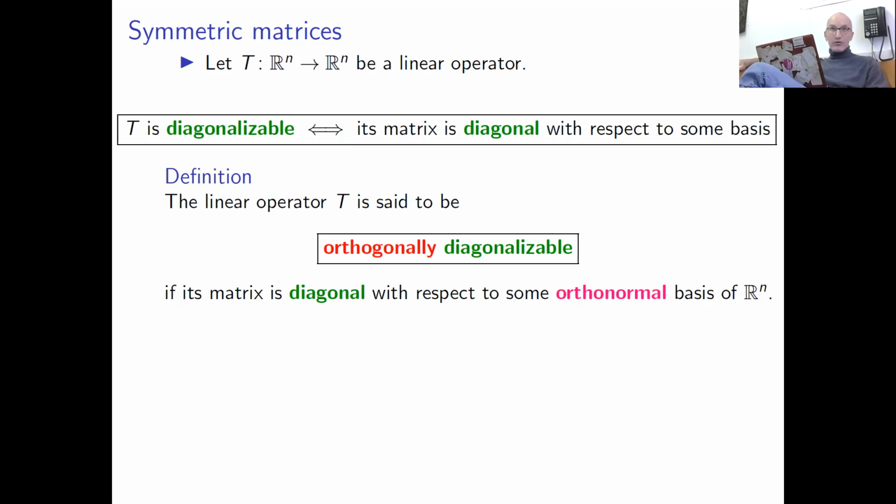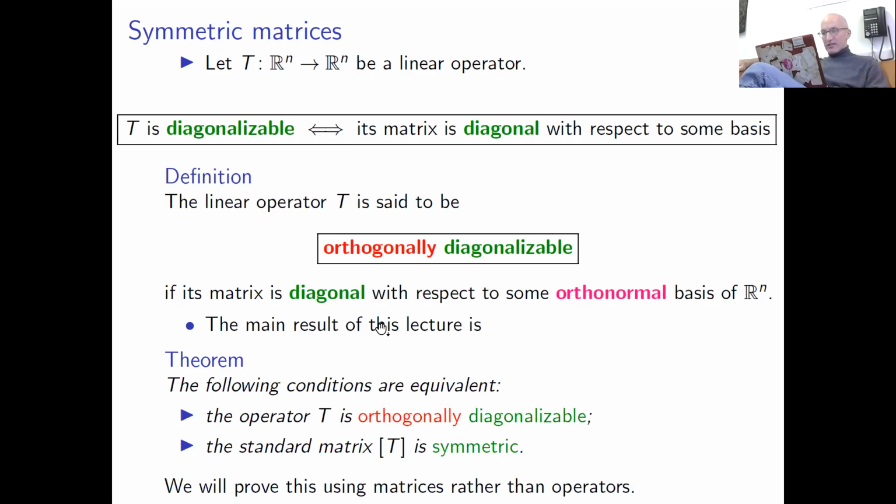very important not only for this course, but for many other courses in mathematics and also for many applications. We say that the linear operator is orthogonally diagonalizable if its matrix is diagonal with respect to some orthonormal basis of Rn. This is the main result of this lecture. The following two seemingly different conditions are equivalent. The operator T is orthogonally diagonalizable, and the standard matrix of this operator is symmetric.